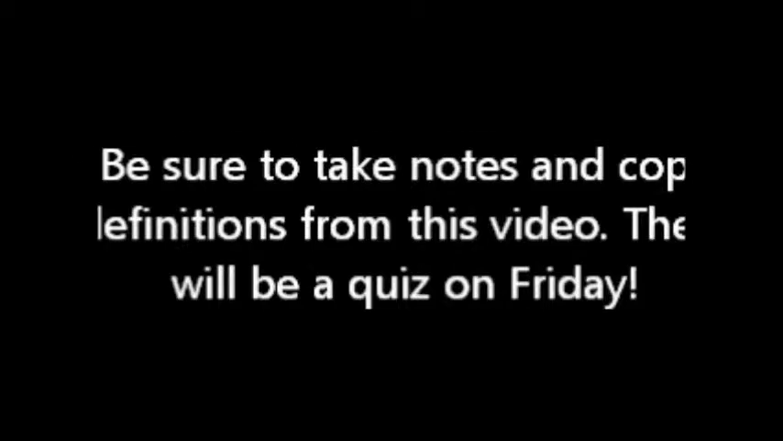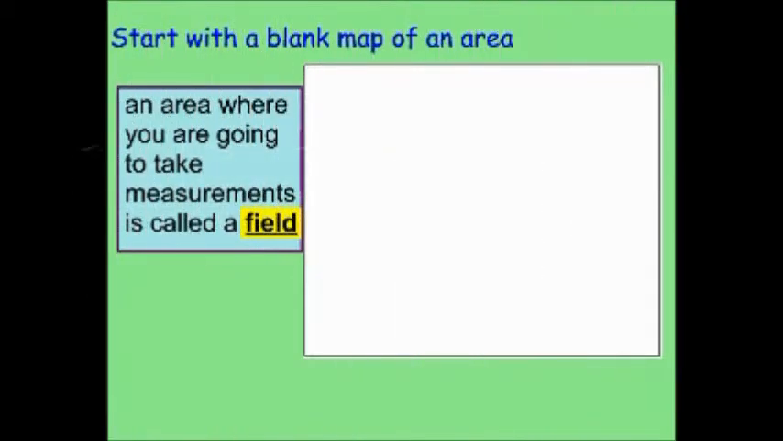Now we're going to talk about isographic maps. So to start off, we need to talk about the concept of a field. A field is just a fancy name for an area where you take measurements. Now those measurements could be anything.